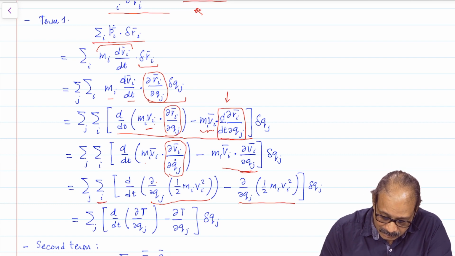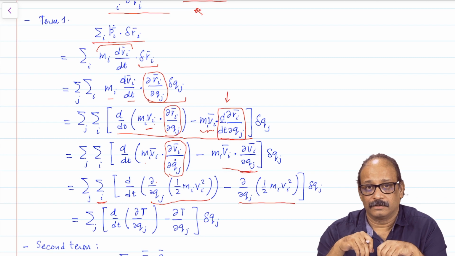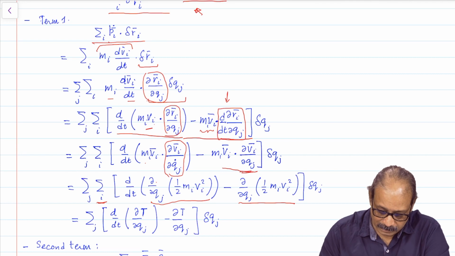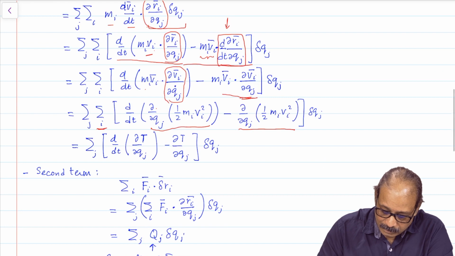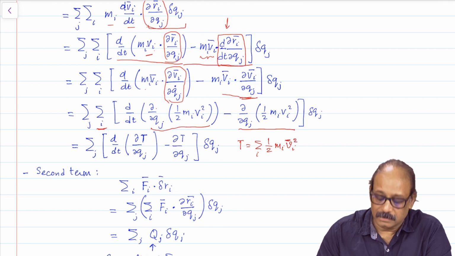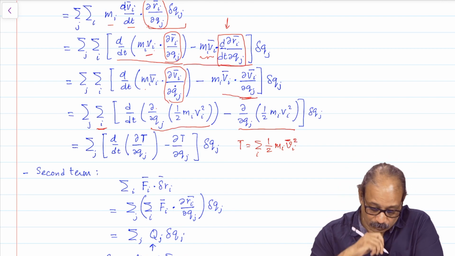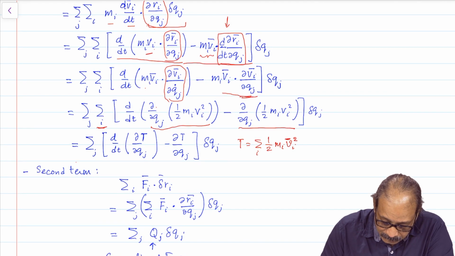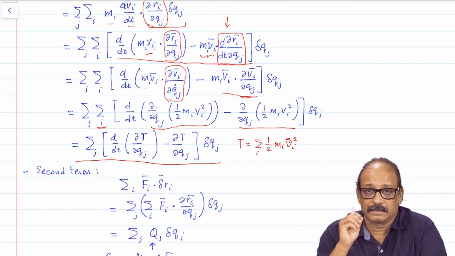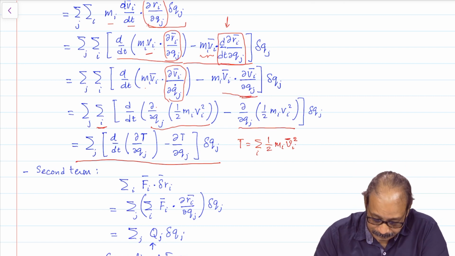Now, if I take this summation inside, I can do that because d by dt and the partial derivatives are linear operators. So, I can take this summation inside and then substitute T is equal to sum over I half m i v i square. Okay. So, this term from the D'Alembert's principle simplifies to this. All along there is a delta q j sitting outside the bracket.